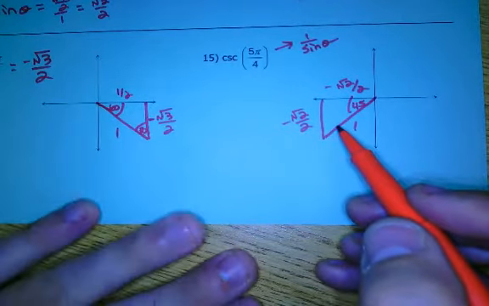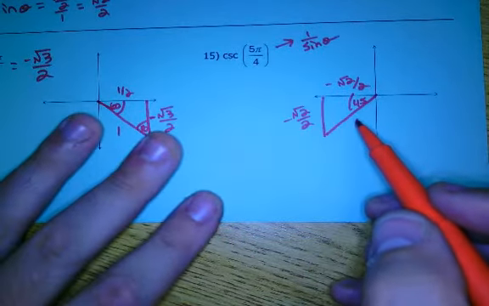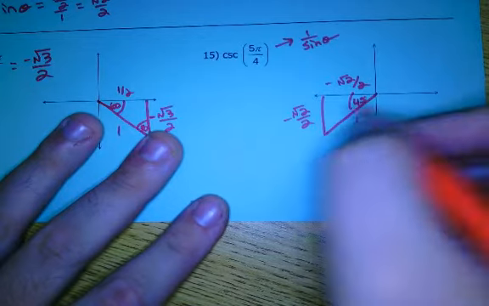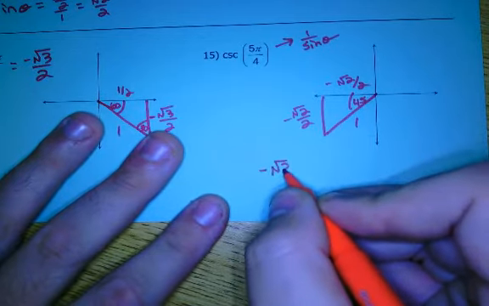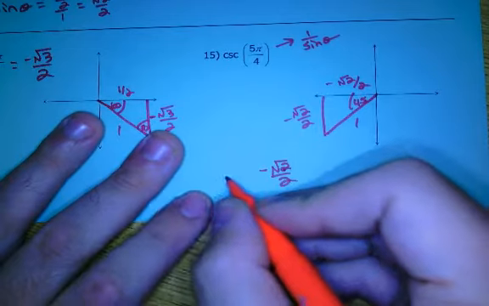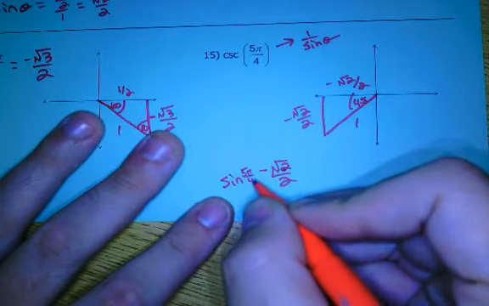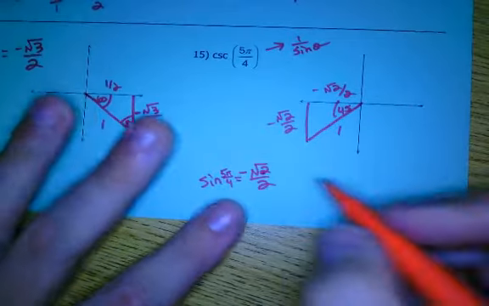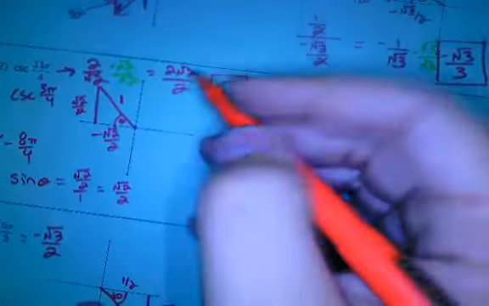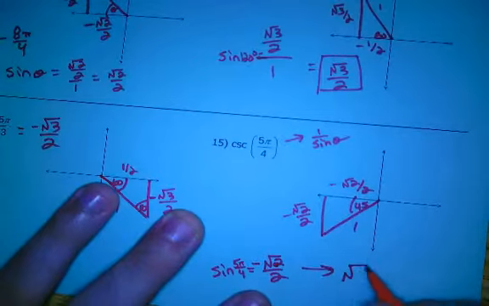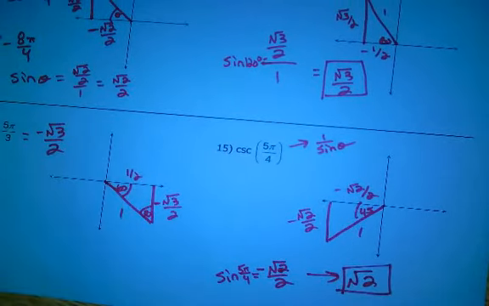So sine is going to be opposite over hypotenuse, so it's going to be negative root 2 over 2. So this is what sine is. For cosecant, just flip that, and we actually did that already. We did that up here, same work, and you get root 2. Okay? You do need to memorize these.